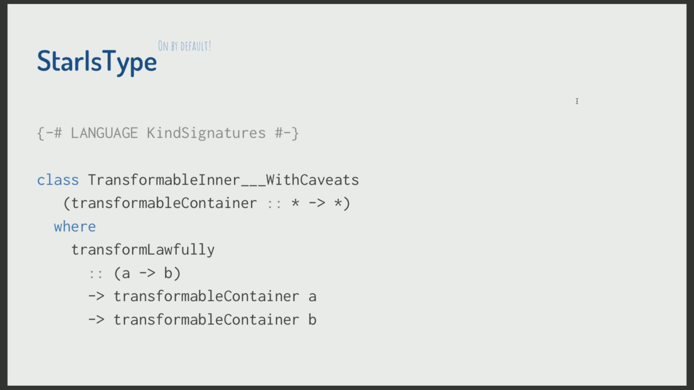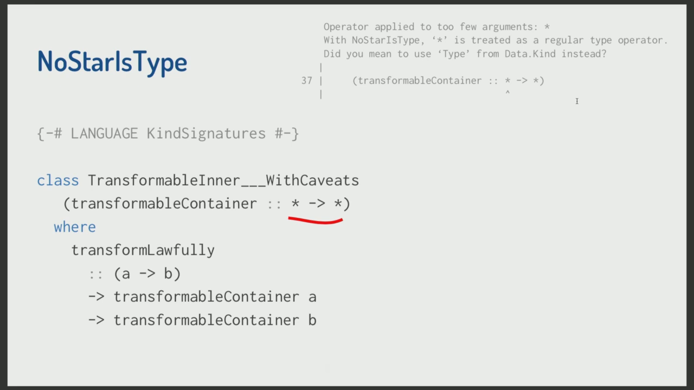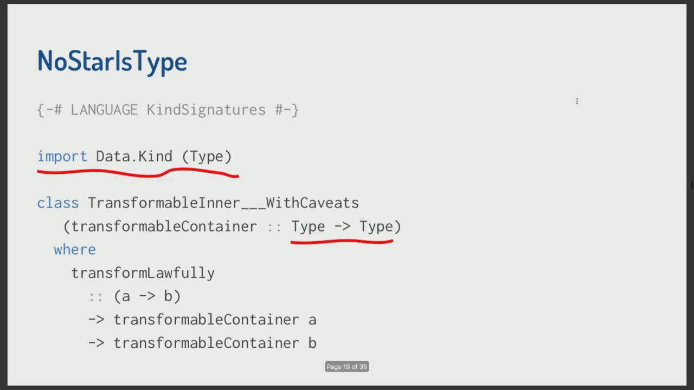And what star is type does, because it's on by default, is let you write this. And if you turn it off, you get in trouble here, because star is an operator, obviously. Like everything else in Haskell, like the multiply sign, star is an operator. This doesn't make sense. That is all no star is type does, is say this no longer means type, this doesn't mean anything. Luckily, you can now write type by importing it, which is useful because types are fairly important.